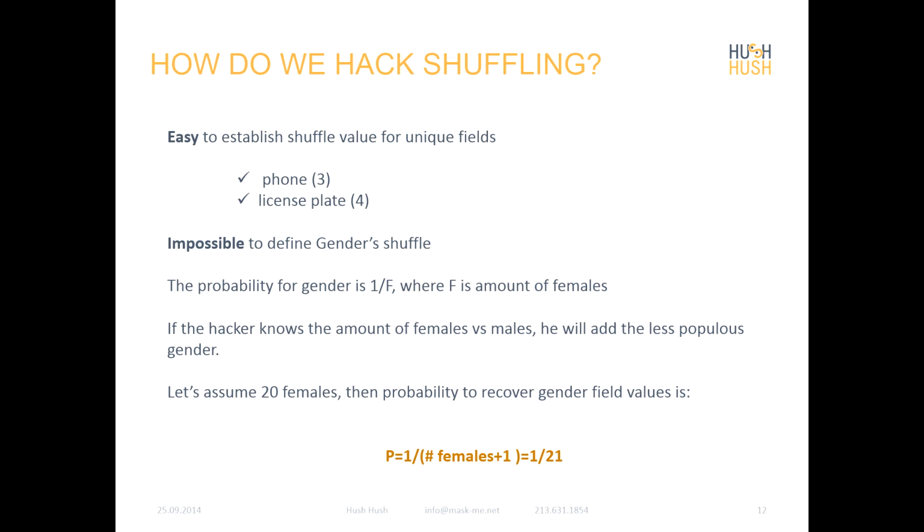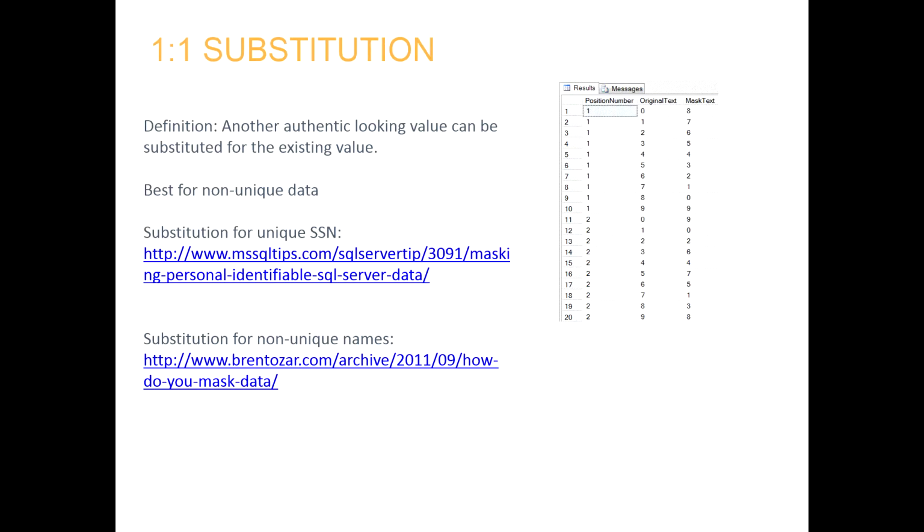Security in data masking is all about the probability of de-identification. As we can see, simple shuffling is not a very secure algorithm. However, adding complexity to the shuffling algorithm will yield better results. Now, let's consider another algorithm that is also often used in data masking: substitution.